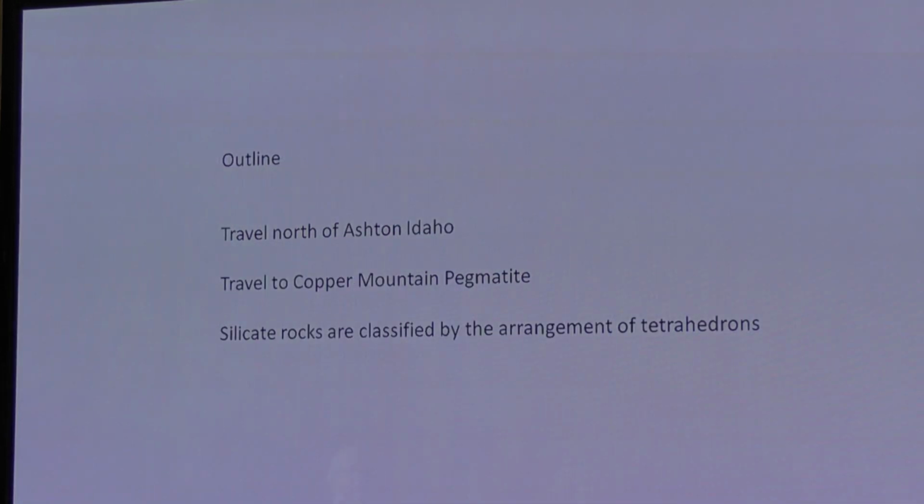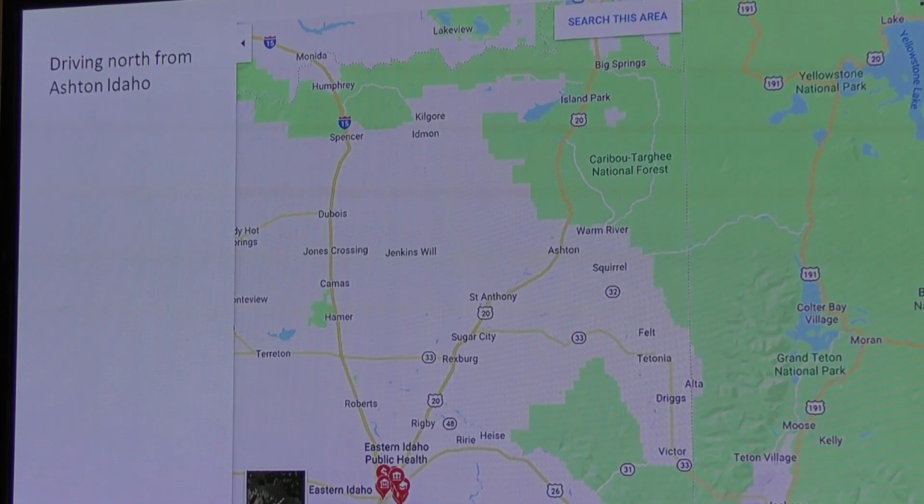Okay, so the first part, we're going to go to Ashton, Idaho. I'm not an expert on this area, but it's a good way to see how to find out information. And I've got some good rocks. Next, we'll go to Copper Mountain, which I've been to a couple of times, and do the same thing. And then we'll look at silicate minerals and rocks.